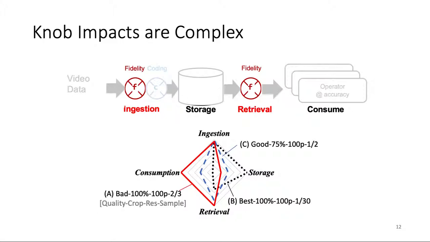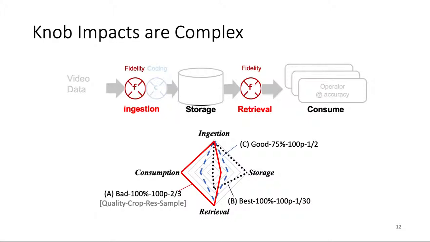For example, if we take a look at format A, it has a bad quality, so its storage is very cheap. However, when we look at format B, it has the best quality, so the storage is very expensive. However, they can remove some video data because they don't need to compensate for bad video quality like format A. So the consumption speed of B is very fast. The same thing also applies to format C.